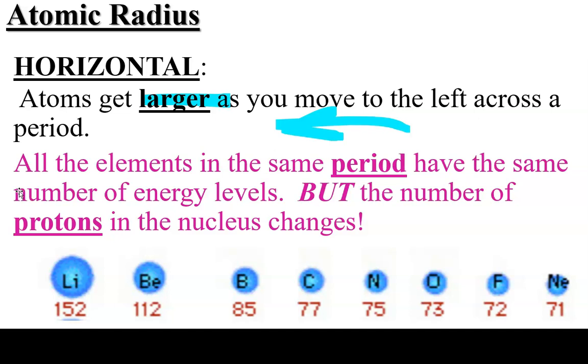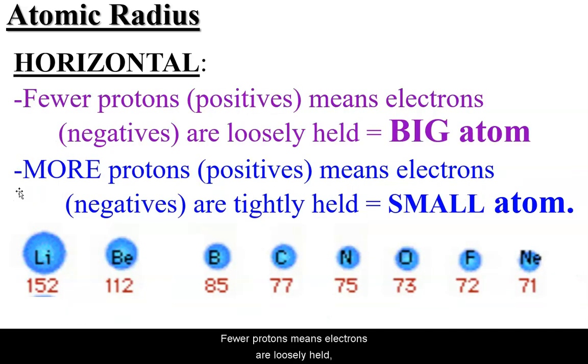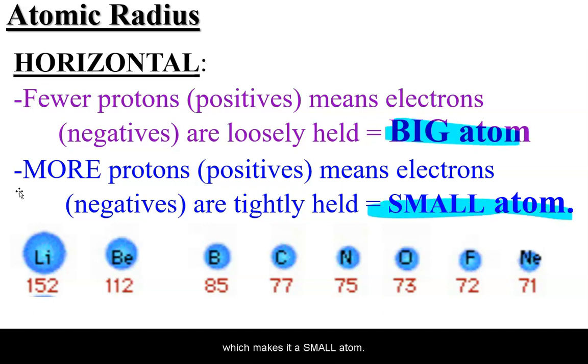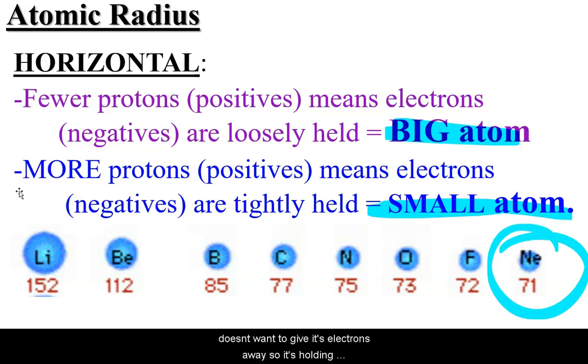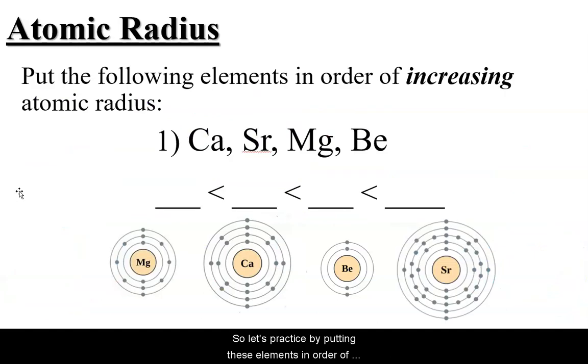So you have 10 protons in neon, whereas you have 3 protons in lithium. Fewer protons means electrons are loosely held, therefore it's a big atom. More protons means electrons are tightly held, which makes it a small atom. Because neon, remember, doesn't want to give his electrons away, so he's holding them in real tight, whereas lithium doesn't mind sharing. So let's practice by putting these elements in order of increasing atomic radius.